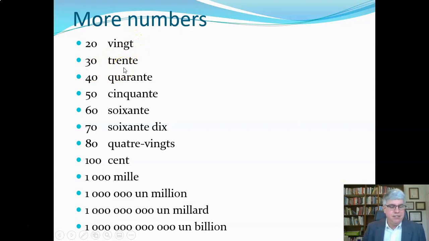30, you can kind of see the 3 root in there. 40 is 40. 50 is 50. 60 is 60. 70 is 70. Wait, what in the world is that? Turns out that in French, they don't have a word for 70, so you have to say 60-10. That's kind of weird. And they don't have a word for 80, so you have to say 4 20s, which is 80.